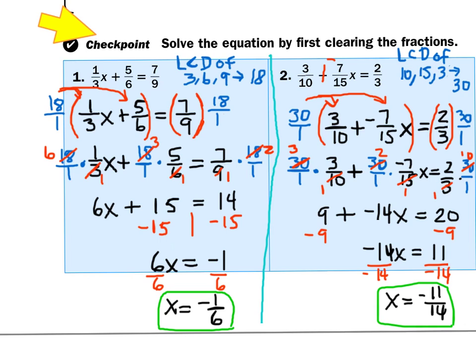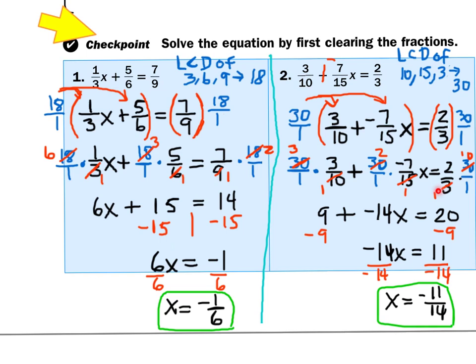Okay, and now always start at the denominator. Look at the 10 and look at the 30. 10 goes into 30 3 times. 3 times 3 gives you 9. Bring down the plus sign. Start at the 15. 15 goes into 30 2 times. 2 times -7x gives you -14x. Bring down the equal sign.